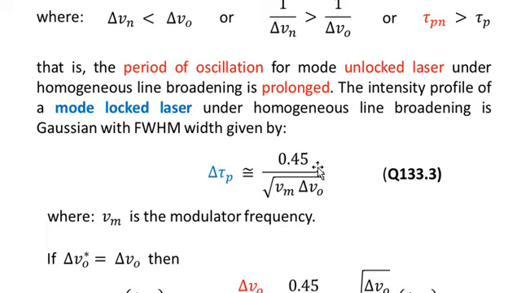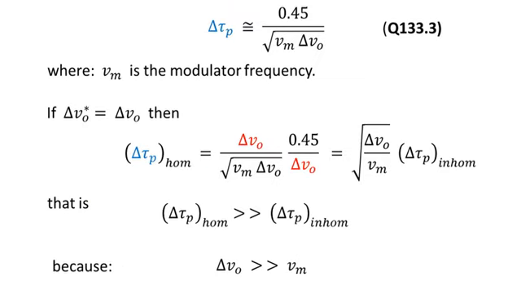Now we want to modify this formula a little bit under the condition that delta nu naught prime is equal to delta nu naught.